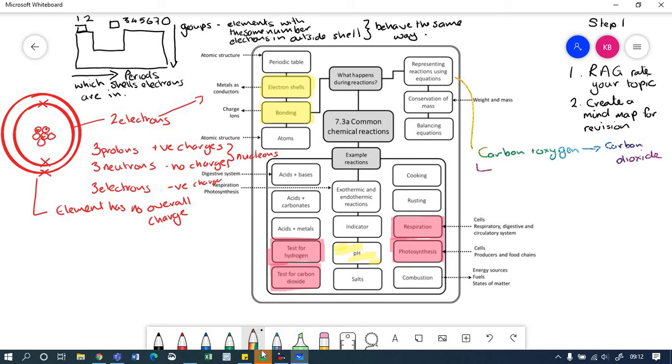Now, big bit that we need to know about these. If it's before the arrow, these are called the reactants. If it's after the arrow, these are called the products. Remember, the reactants are the things that react. The products are the things that are made or produced. Okay, so reactants react to make. Products are the things that are made.